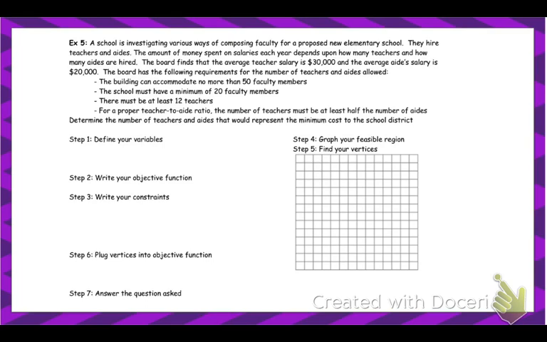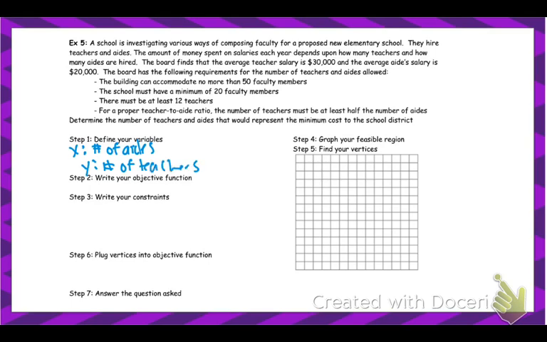Whenever we're solving these problems, the first thing we want to make sure we do is identify what our variables are. So we'll let x stand for the number of aides, and I'll let y stand for the number of teachers.